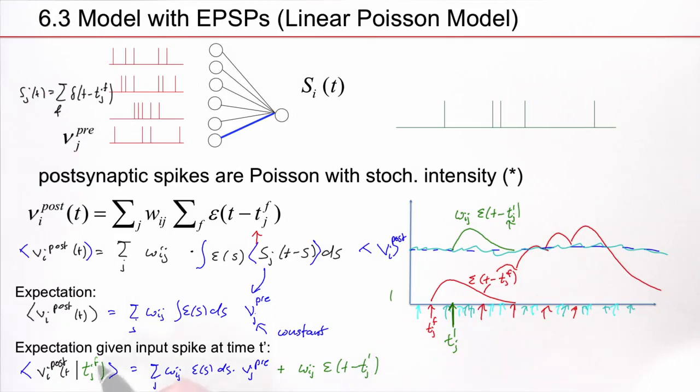So I should change this here. What I meant is this specific spike at time t_j'. So we have to distinguish between the normal expectation, where I just say, I don't know what happened, so spikes arrive whenever they want, and the expectation given an input spike at time t_j'. And this extra spike makes a causal contribution to the postsynaptic firing rate. Since this is the same term, I can also write this in the form: this is the normal expectation plus the extra term w_ij epsilon of t minus t_j'. And this is what we are going to use on the next slide.